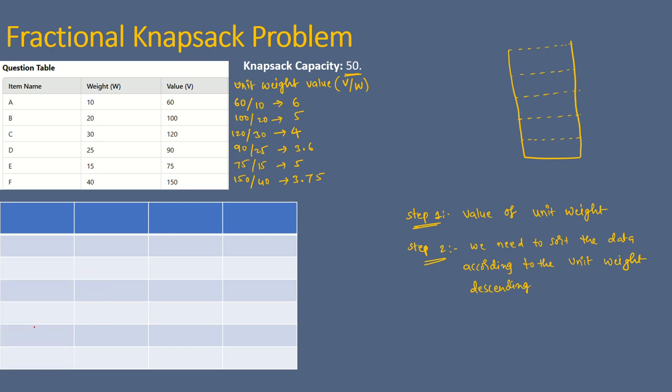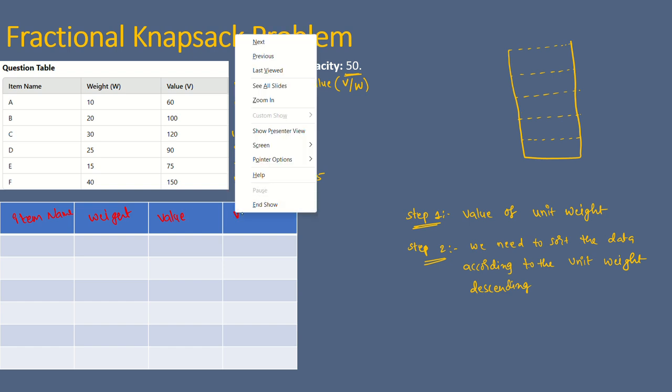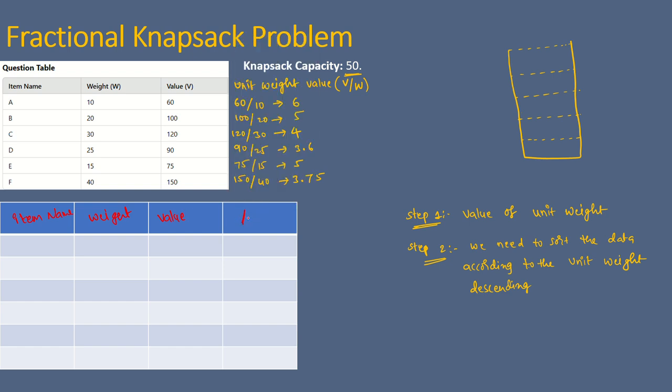So here I am going to write this one. This is item name, and here this is weight, and this is value. These are the total values, and this is value of unit weight. So first, what is the best value? 6. So I am taking 6. Its total value is 60, and weight is 10, and item name is A.